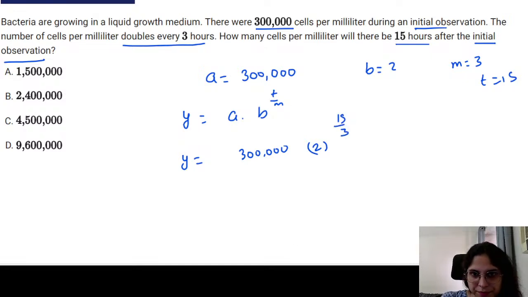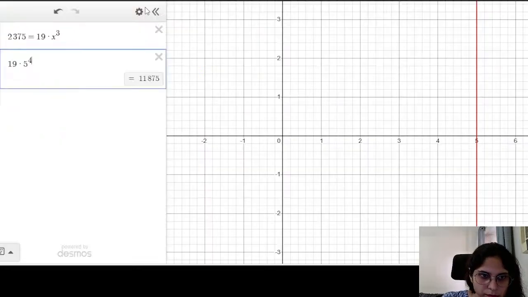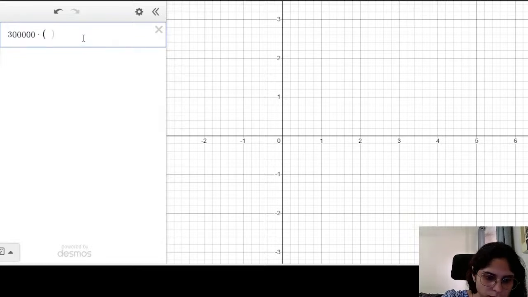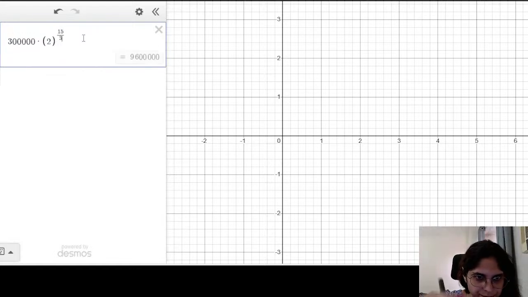Okay. Just go to Desmos. 300,000 times 2 to the power 15 over 3. 96,000,000 is your answer.